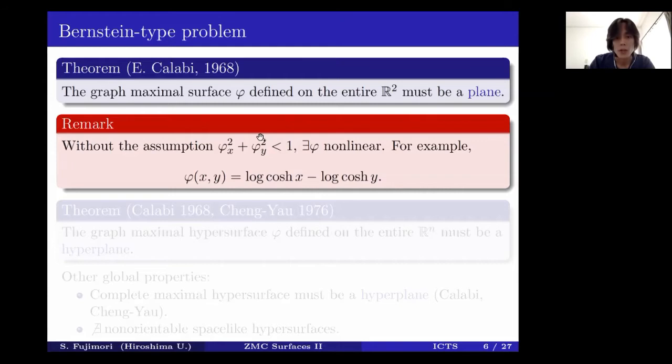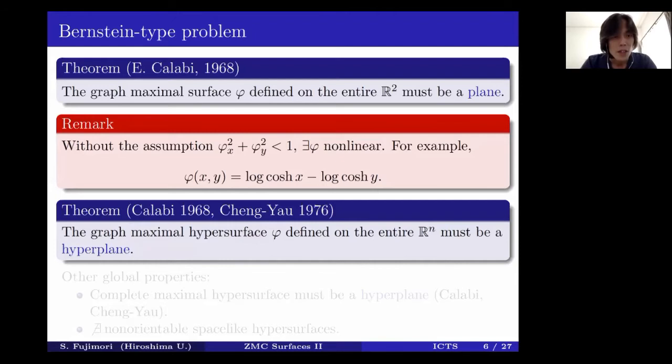And then the minimal surface case, the higher dimensional version, the hypersurface Bernstein problem, is solved affirmatively for n less than 8, and negatively for n greater than or equal to 8. But in this maximal surface case, this theorem is always true for any n. So the graph maximal hypersurface defined on entire Rn must be a hyperplane for any n. So this is quite different.